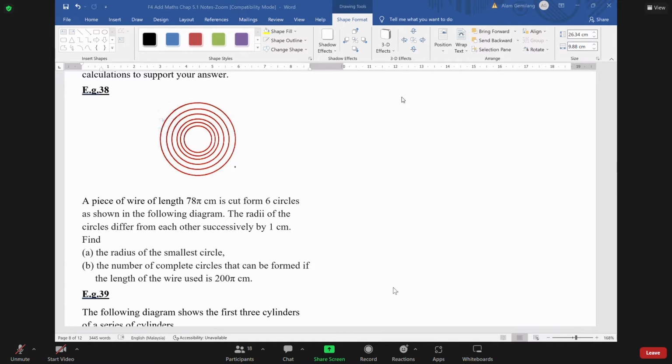That means here, 78 pi cm is the total length of the wire. So you have to find all the wire. The wire, what's the length? That means you need to find the circumference. So circumference of circle 1 plus circumference of circle 2 plus circumference of circle 3, you add up until C6 must equal to what? 78 pi, right? So that means you must use the circumference.